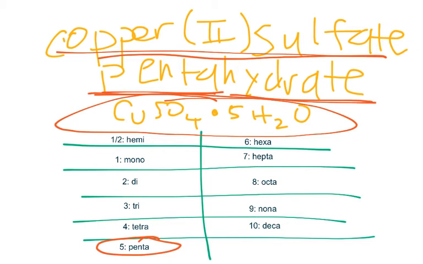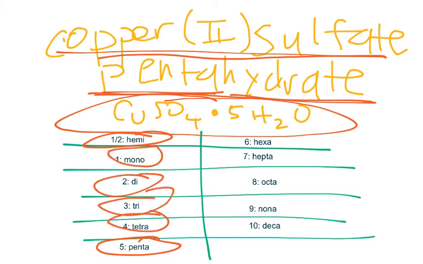So let's now go over the prefixes. If you have half an H2O for every one formula unit, you call it a hemihydrate. If you have 1, it's mono, 2, di, 3, tri, 4, tetra, and all of these are just the same prefixes that we used for naming covalent compounds. The only one that's new is probably this half one, but don't expect it to show up that much.